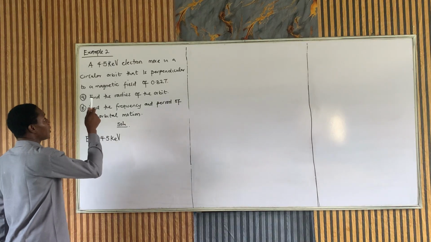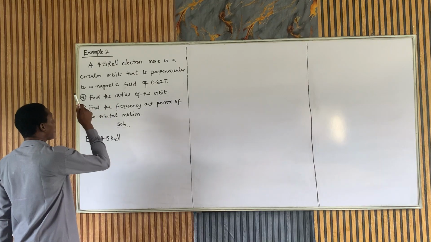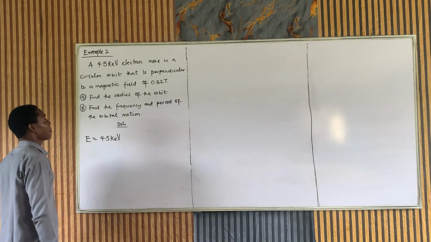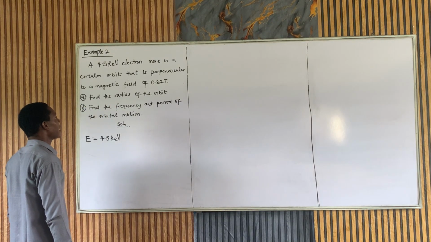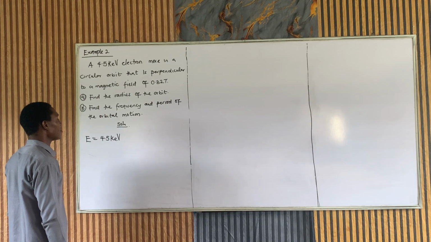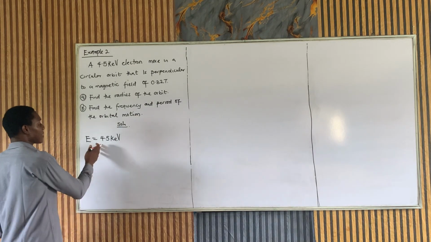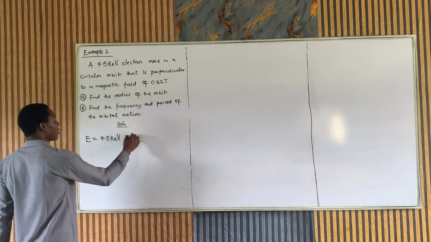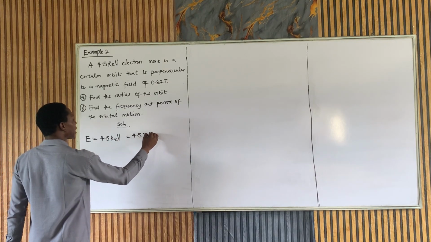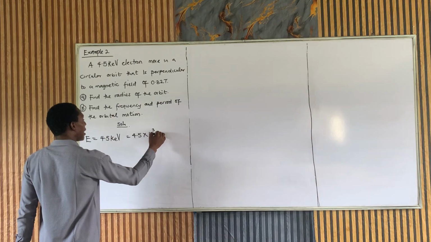A 4.5 kilo electron volt electron moves in a circular orbit that is perpendicular to a magnetic field of 0.32 Tesla. A, find the radius of the orbit. B, find the frequency and period of the orbital motion. Well, the energy is given as 4.5 kilo electron volts. That's 4.5 times 10 raised to the power 3 electron volts.